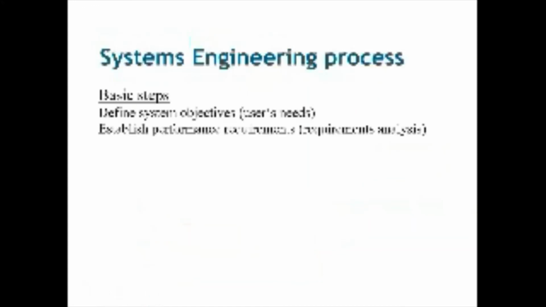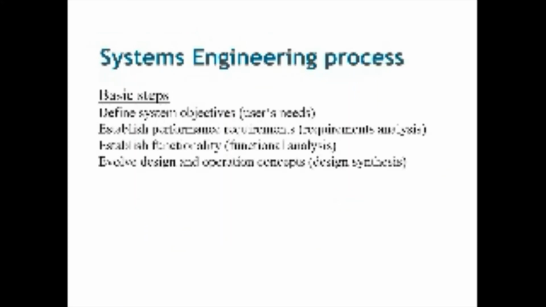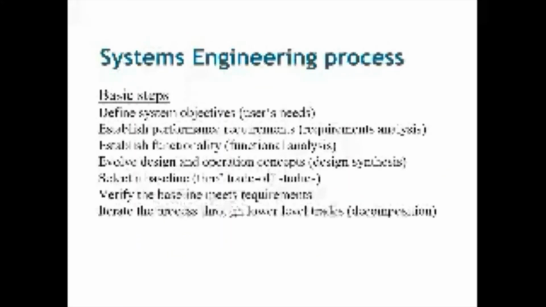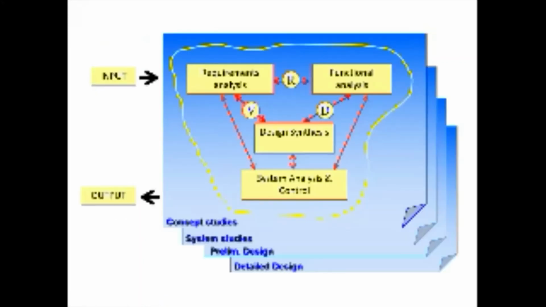And the system engineering phases have the basic steps: the user need and user requirement analysis, function analysis, design synthesis, trade-off studies, and verifying that the baseline meets requirements. Finally, decomposition. Okay, so how it reaches the end user. So these are the 7 different basic steps for understanding the system engineering process. We'll see them deeply in this slide.